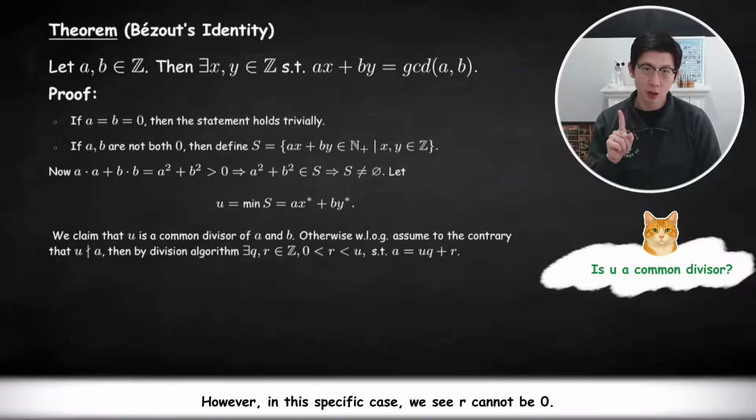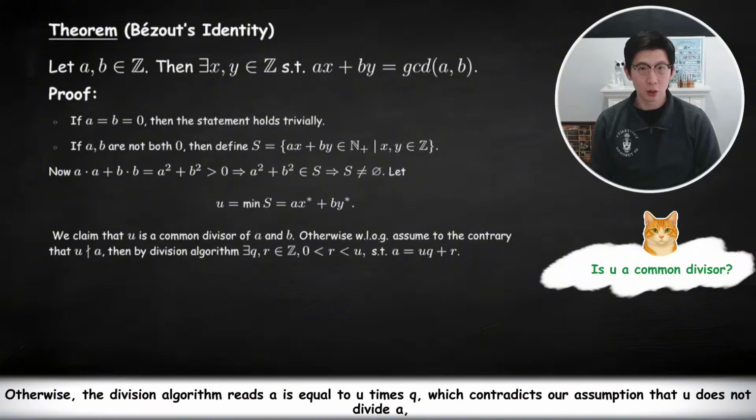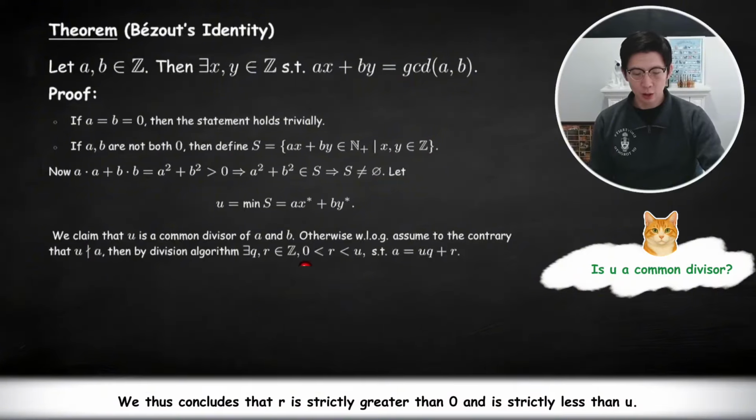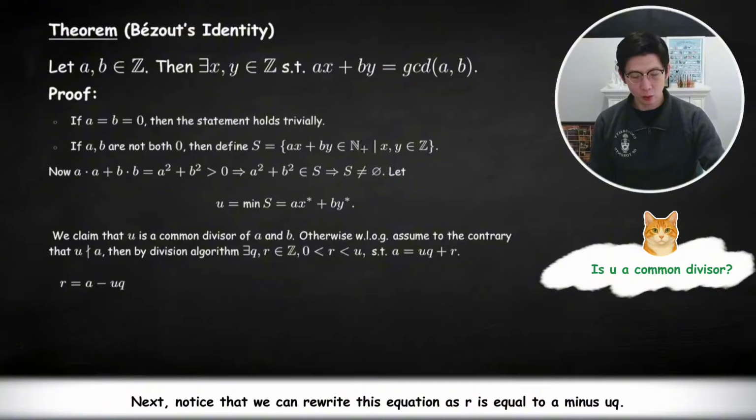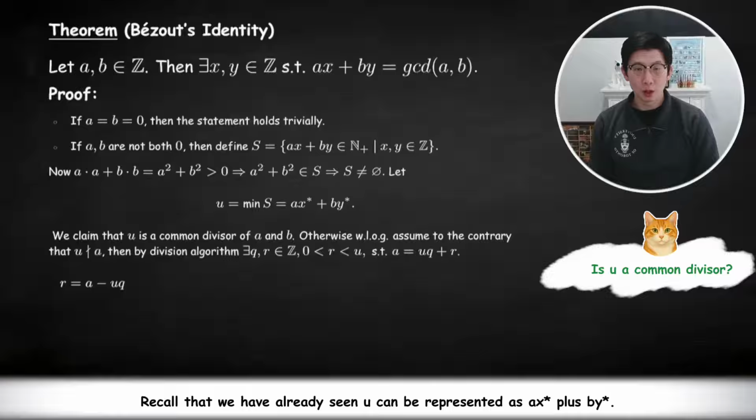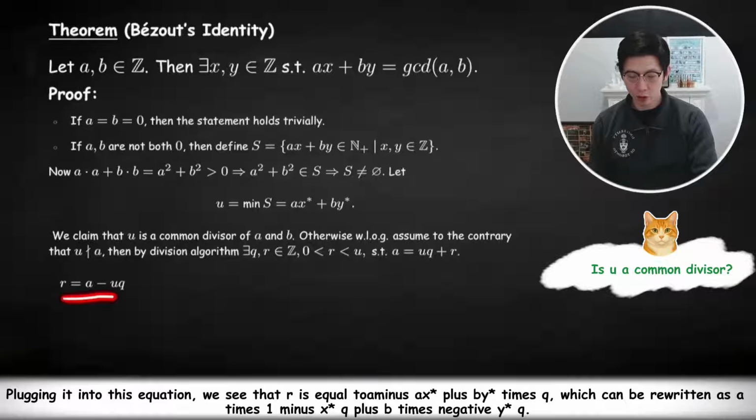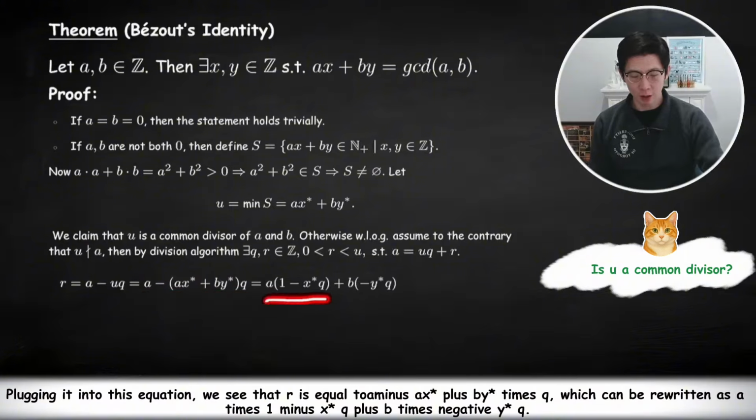However, in this specific case, we see r cannot be 0. Otherwise, the division algorithm reads a is equal to U times q, which contradicts our assumption that U does not divide a. We thus conclude that r is strictly greater than 0 and is strictly less than U. Next, notice that we can rewrite this equation as r is equal to a minus Uq. Recall that we have already seen U can be represented as a x star plus b y star. Plugging it into this equation, we see that r is equal to a minus (a x star plus b y star) times q, which can be rewritten as a times (1 minus x star q) plus b times (negative y star q).